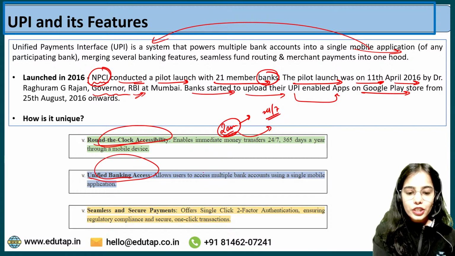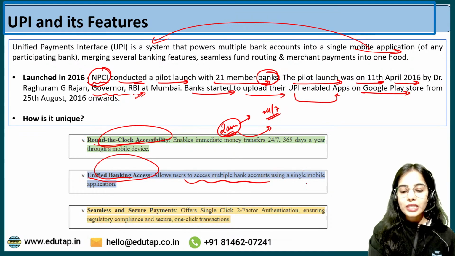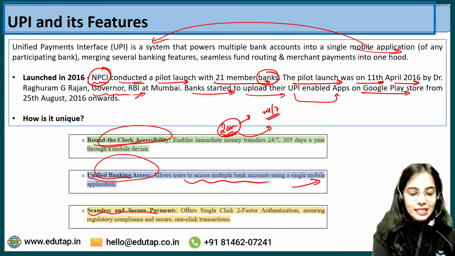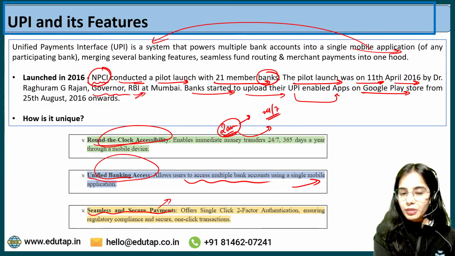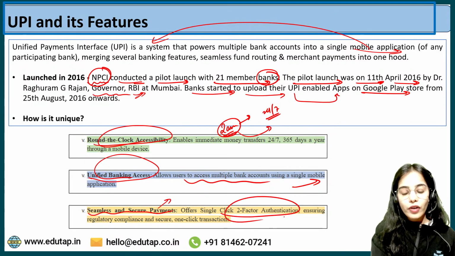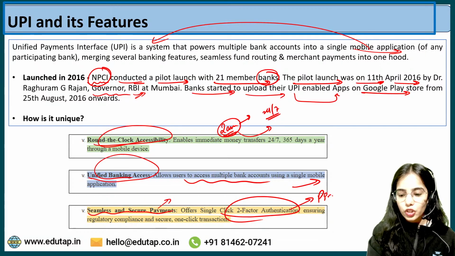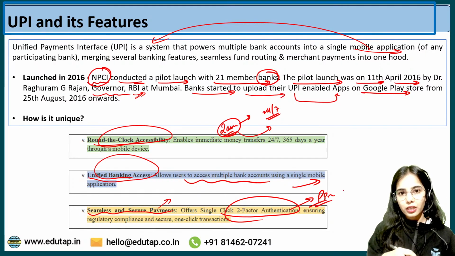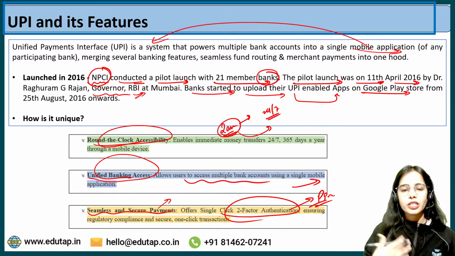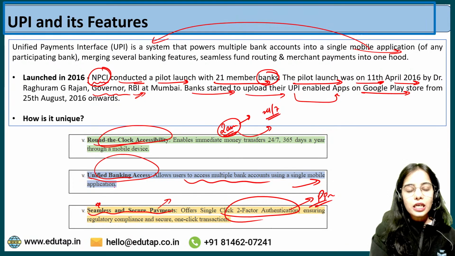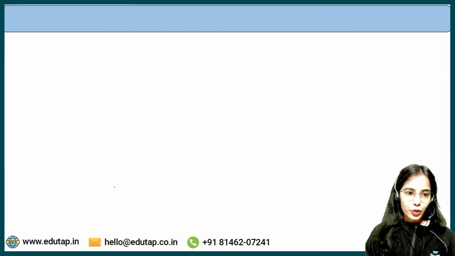Unified banking access, you can access multiple bank accounts through a single mobile application. Seamless and secure payments, so there are secure payments that happen, that is, there is two-factor authentication. A PIN has to be given, and then you can do the payment, so it is quite secure, as well as there are real-time transactions that happen under the UPI.